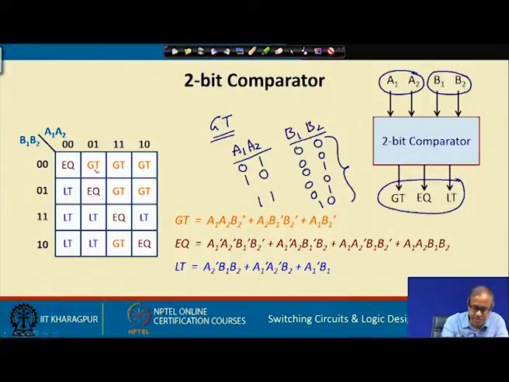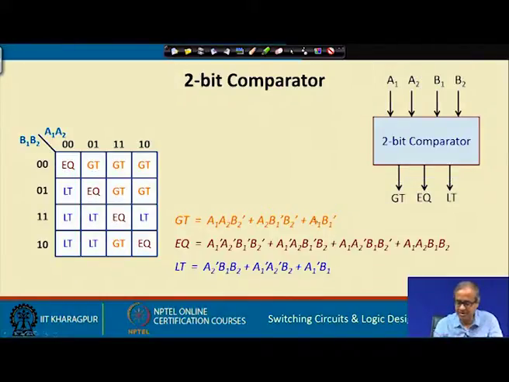So, see in the truth table I have shown this as 6 possible cells where GT, GT, GT are marked, because GT, LT and EQ will all be exclusive, that is why I can show it on the same truth table. Equal to will be 0 0 equal to 0 0, 0 1 equal to 0 1, 1 1 equal to 1 1, 1 0 equal to 1 0, and the remaining cells will all be less than. So, directly from this single truth table, you can actually write down the expression for all of them.